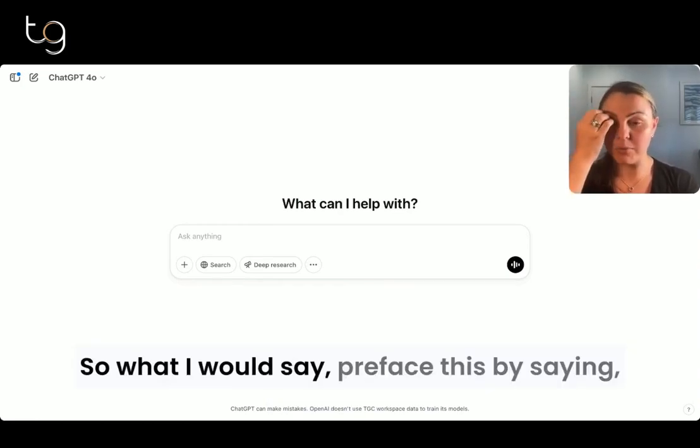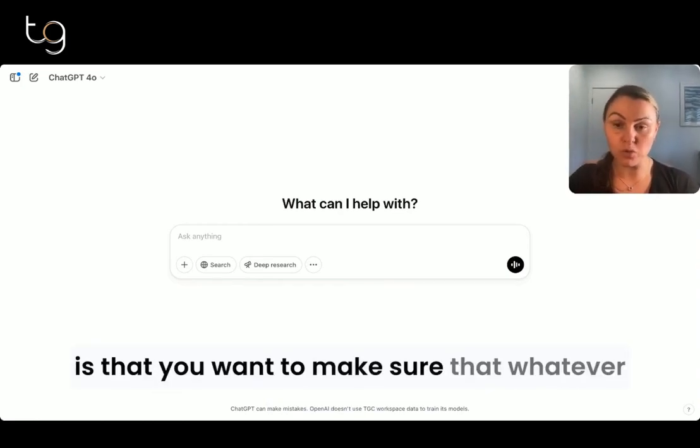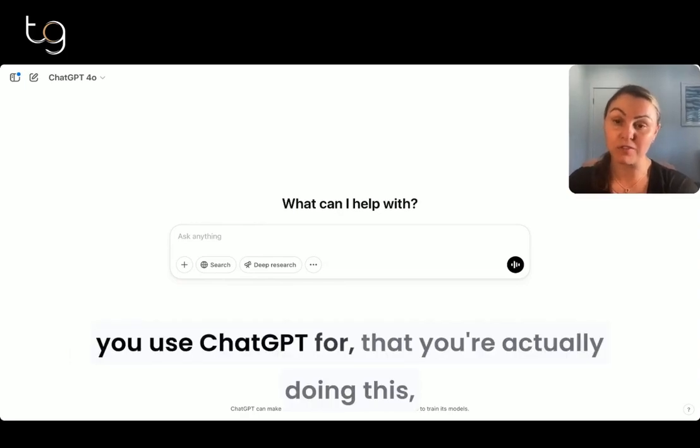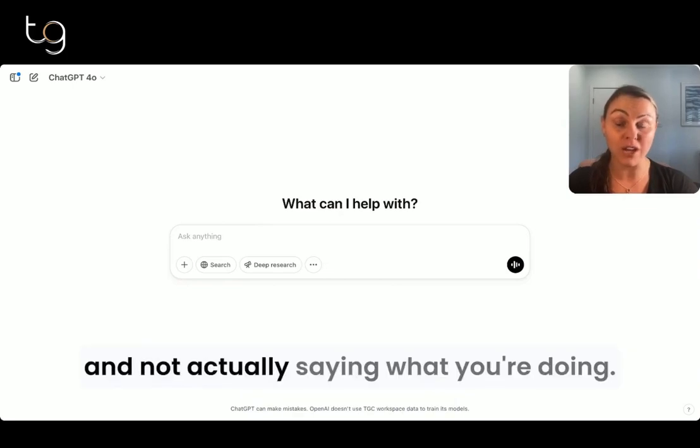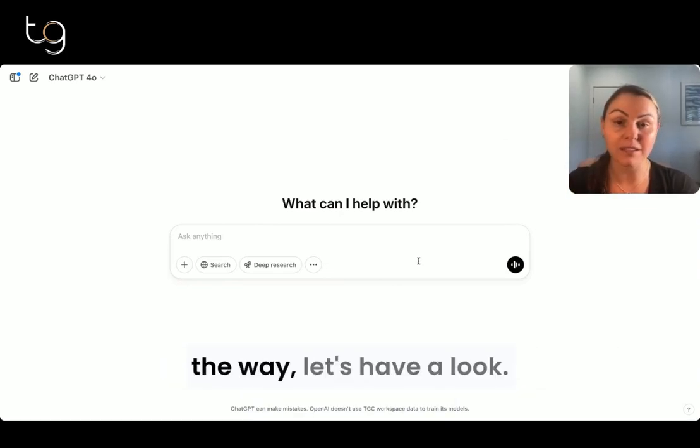So I would preface this by saying that you want to make sure that whatever you use ChatGPT for, you're actually doing this, because you can have your application refused for lying and not actually saying what you're doing. So with that disclaimer out of the way, let's have a look.